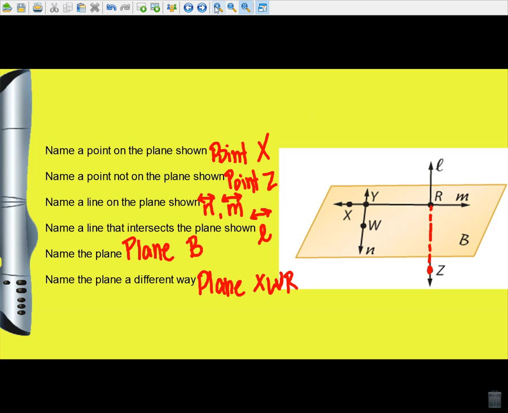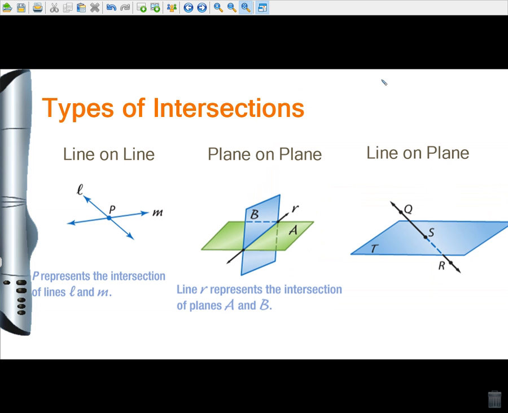Okay, moving on to our last slide here. This is the last slide, and this talks about intersections. There's a couple different ways that we can intersect. The first one is a line on line. Anytime we have a line and another line that intersect, they're going to intersect at a point. This would be point P. So point P represents the intersection of L and M. Anytime 2 lines intersect, they intersect to make a point.